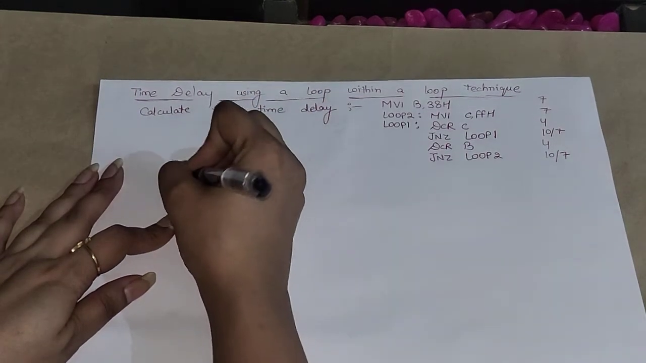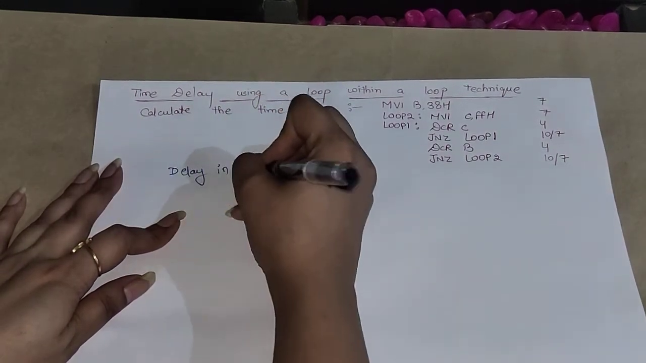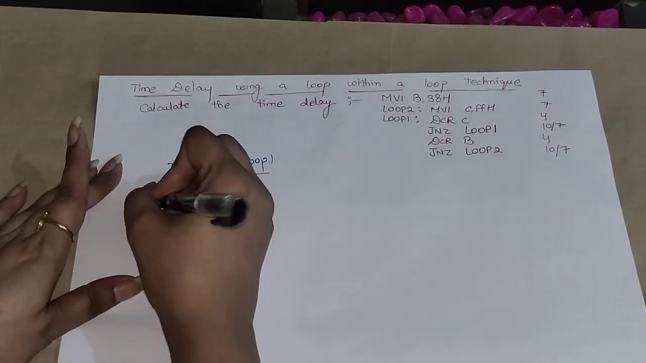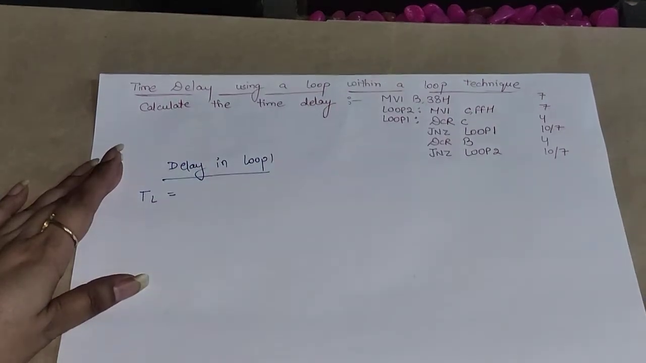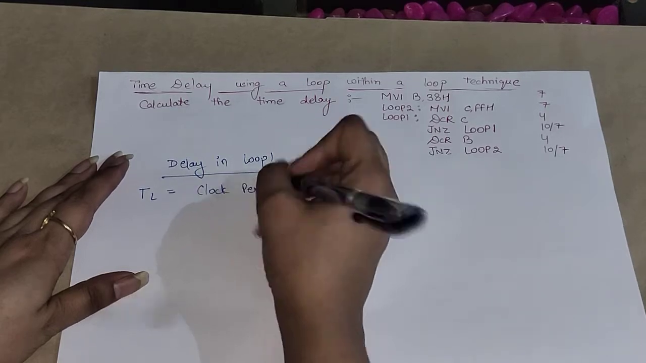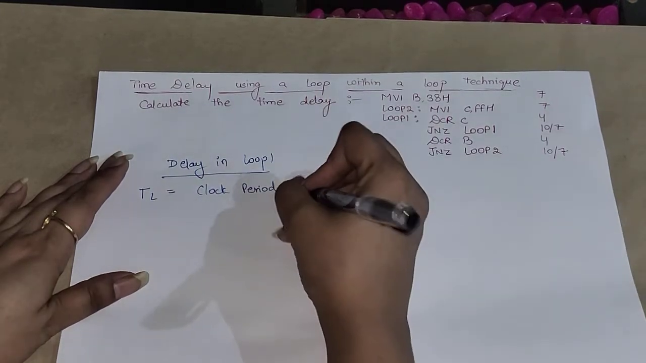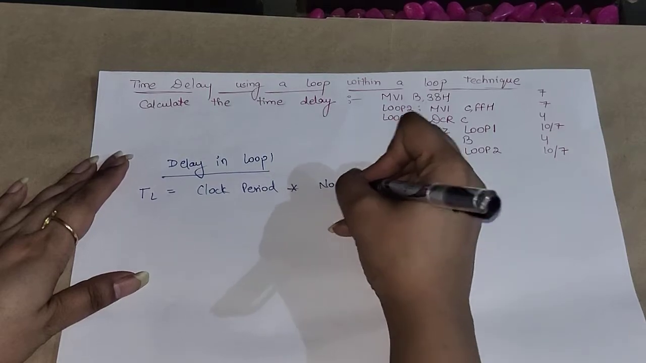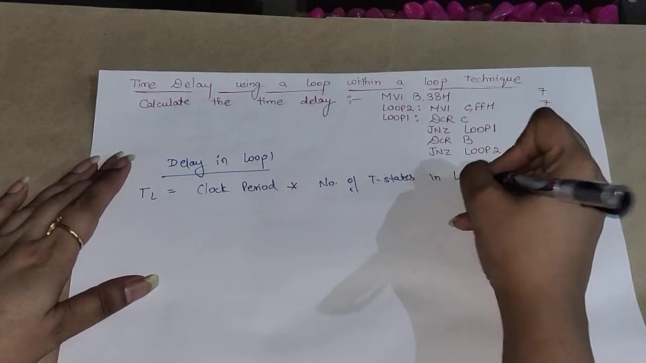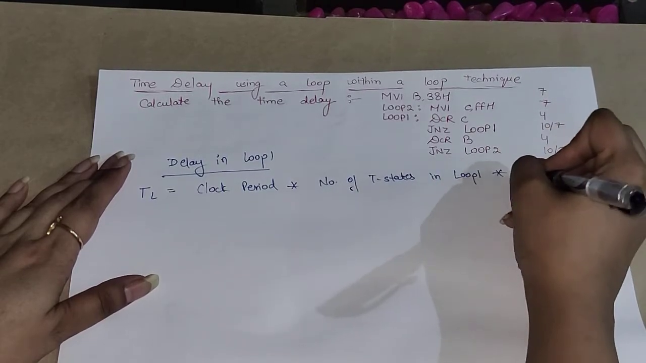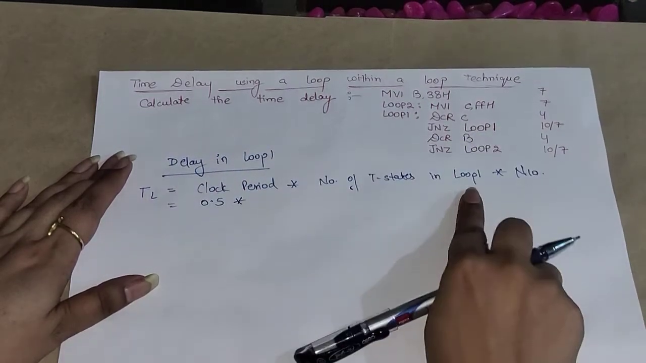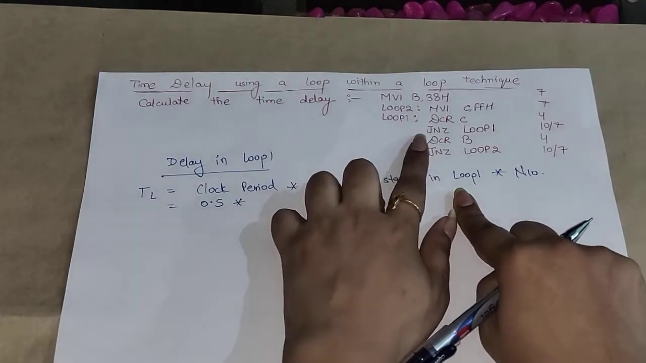So let's calculate the delay in loop 1 first. Okay, so the time delay is equivalent to the clock period, frequency is 2 megahertz again, into the number of t states in loop 1 multiplied by n10. That means 0.5 multiplied by the number of t states in loop 1. How many t states are there in loop 1?